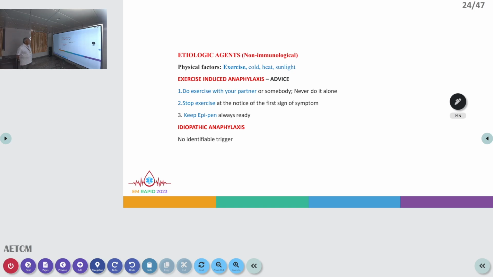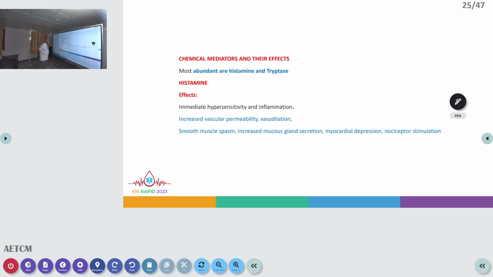In the case of exercise-induced anaphylaxis, the advice you need to give is to advise them not to exercise alone. They should always exercise in somebody's presence. And if they have a feeling of a problem coming on, they must immediately stop the exercise. They should always keep an EpiPen in their hand or pocket. Another type is idiopathic anaphylaxis, where the cause is unknown.